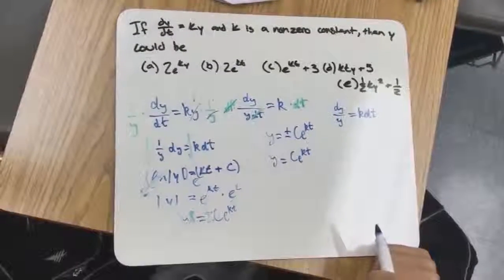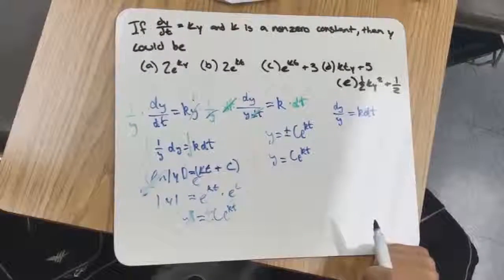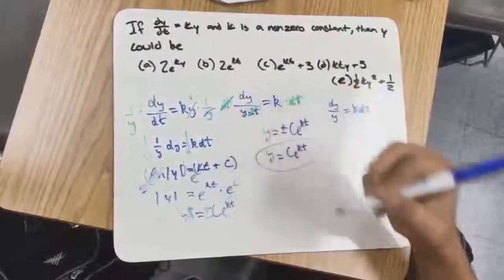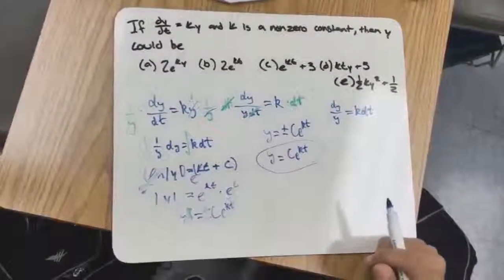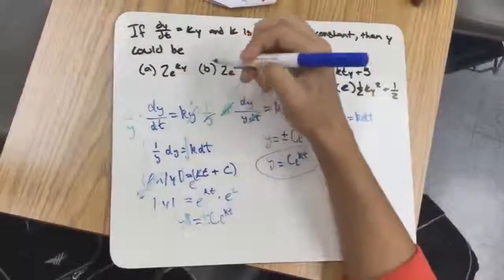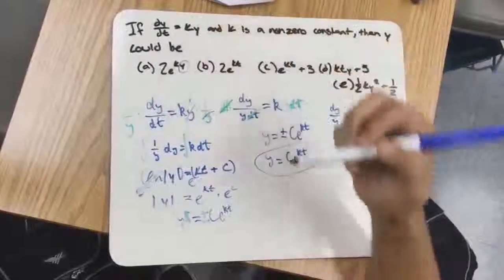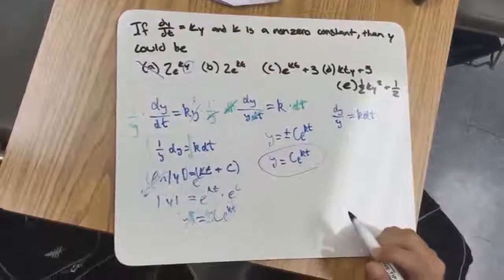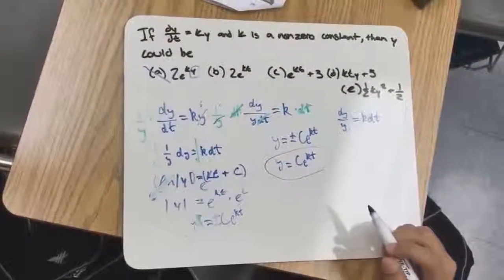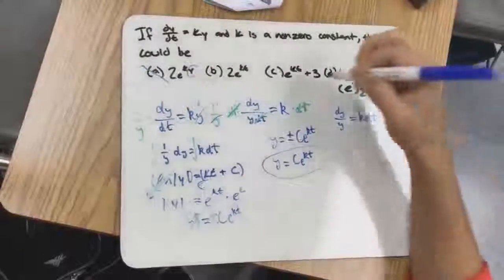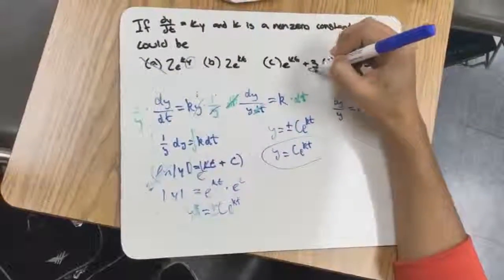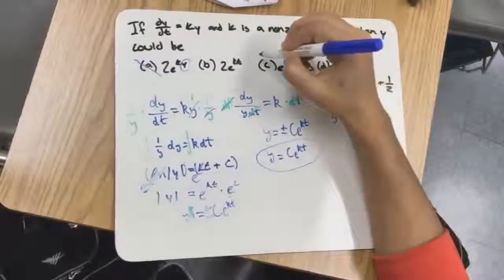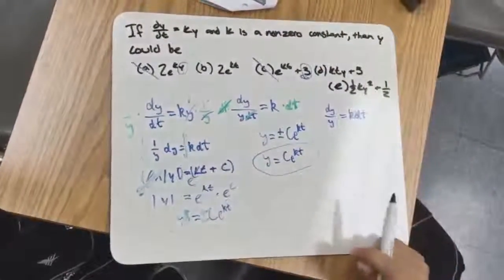Looking back at our answer choices, we have to find the choice that best fits our equation for y. It can't be choice A since there is a y in the exponent, so let's cross that out. It can't be choice C because it is added by a constant of 3, and in the equation we found, we're not adding by any constant, so let's cross that out.